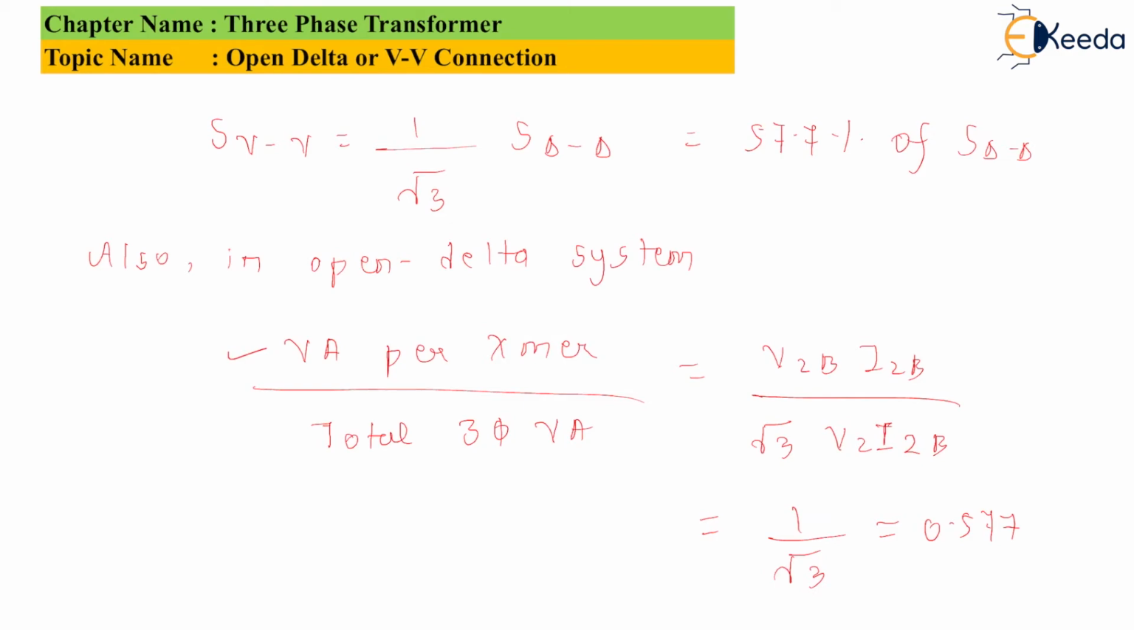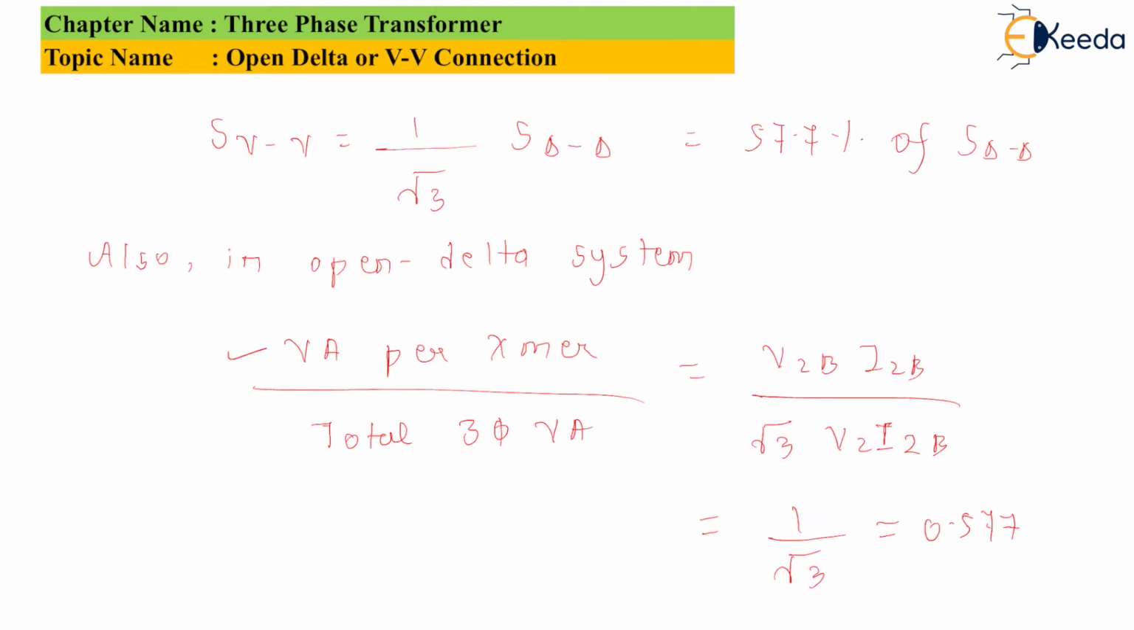So we can also say that the VA which is supplied by each transformer in the open delta system is not half, that is 50% of the total VA, but it is equal to 57.7%. If the three-phase transformers which are connected in delta delta and are supplying the rated load get converted into open delta because of any problem in one of the transformers, then the current in each phase winding will be increased by root 3 times. So the full load current which flows in each of the two phase windings of the transformer will get increased by root 3 times. Therefore, each transformer in open delta system is overloaded by 73.2%.